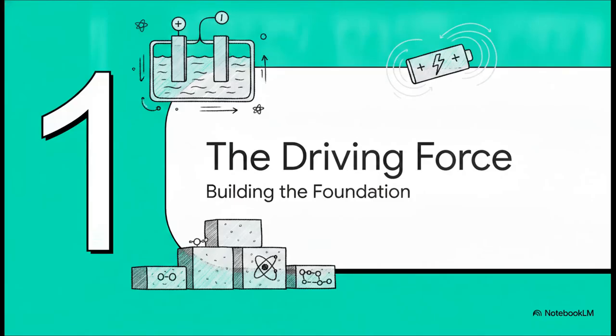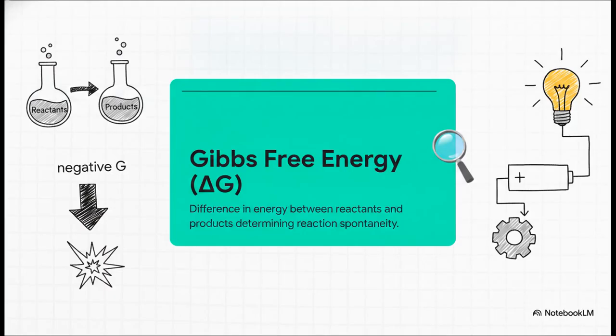So let's start with part one, the driving force, building the foundation. To truly grasp all this complex battery behavior, Dr. Chem emphasizes that we absolutely have to build a rock-solid theoretical foundation first. And right at the very heart of this is Gibbs Free Energy, which we represent as delta G. You can kind of think of this as the underlying thermodynamic engine of a chemical reaction. It's basically the difference in free energy between your starting reactants and your final products.